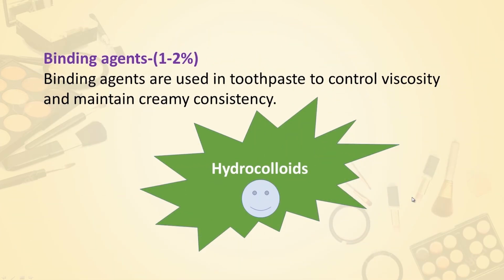Binding agents are used in toothpaste to control the viscosity and maintain the creamy consistency. They also prevent separation of the toothpaste. Hydrocolloids are used for this purpose, usually in 1 to 2% concentration. Earlier, starch, liquid glucose and simple syrup were used, but nowadays they are replaced by mucilages of karaya gum, tragacanth gum and gum arabic.